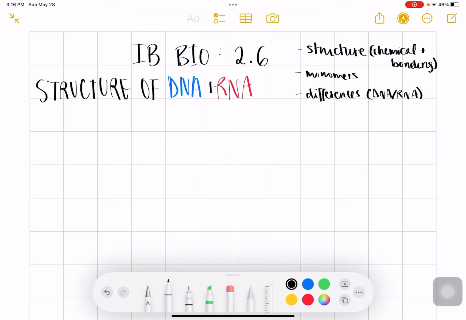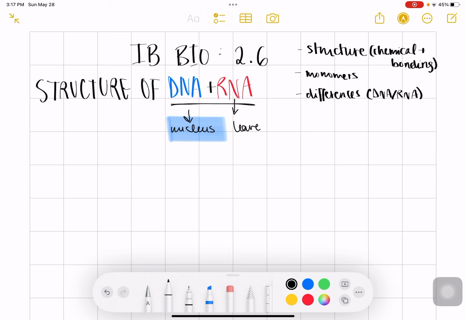So today we're going to be talking about the structure of DNA and RNA. Let's start off with where these are found. DNA is found in the nucleus of the cell and it can't leave the nucleus. We'll talk about how RNA can leave the nucleus later, but it's made there, but that's a topic for another time. It's important to know that DNA is in the nucleus.